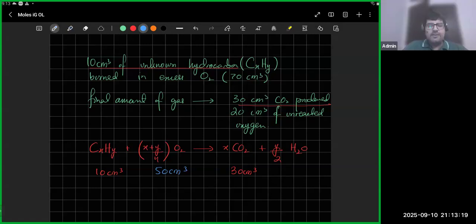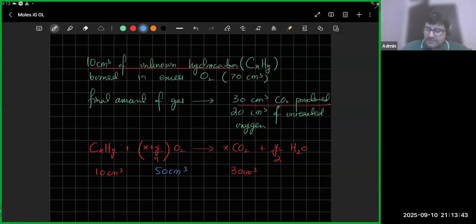Okay, so I have figured out the amount of hydrocarbon that's reacting, the amount of oxygen that's reacting, and the amount of carbon dioxide that is getting produced. But I have no idea about water. That information is not given in the question. Now, based on this, I'm going to try and figure out what the formula of the hydrocarbon is.